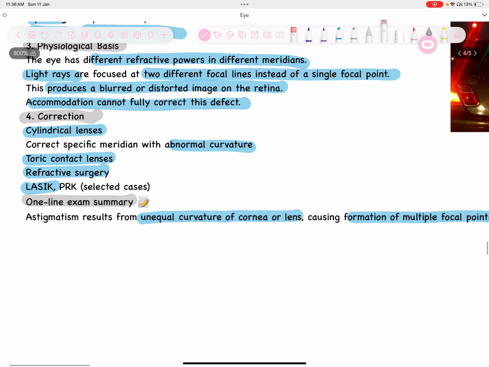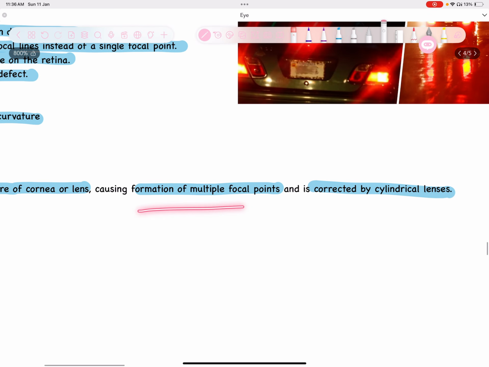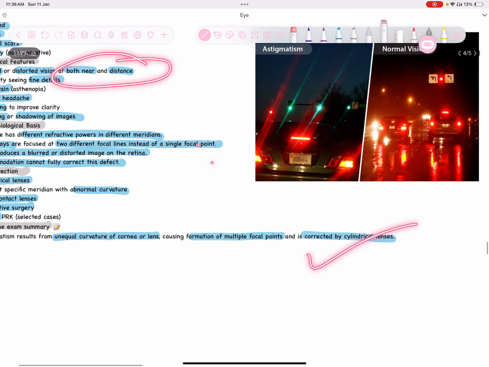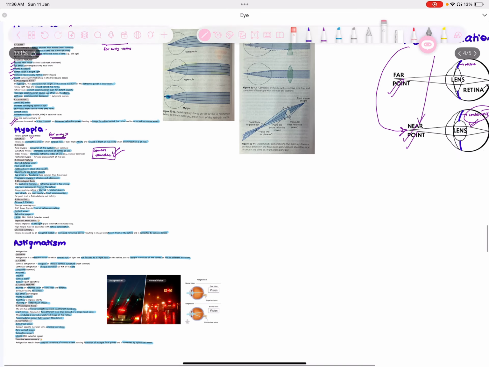That's it. And cylindrical lenses are used for the correction. So unequal curvature of the cornea or lens, multiple focal points, and blurred vision for close and distant images both, and it will be corrected by a cylindrical lens. So that's it. Quick summary.